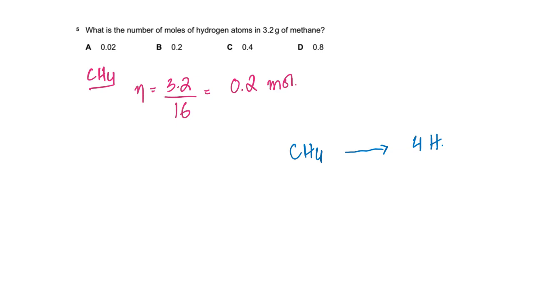So if you have 10 cars, let's put that example right on top. Cars to wheels ratio. If you have one car, you have 4 wheels. If you have 10 cars, you have 40 wheels. If you have 0.2 moles of cars, how many wheels will you have? Well, 4 times 0.2. You'll have 0.8 moles of wheels, right? 4 times 0.2. And then your answer becomes D.